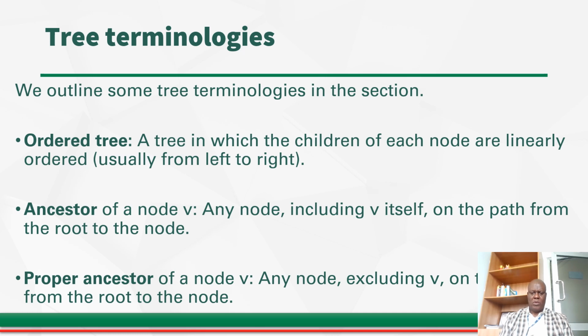Tree terminologies, which we'll be looking at. We outline some tree terminologies in this particular class. Ordered tree: a tree in which the children of each node are linearly ordered, usually from left to right. Ancestor of a node V: any node, including V itself, that is the vertex itself, on the path from the root to the node. Proper ancestor of a node V: any node excluding V on the path from the root to the node.